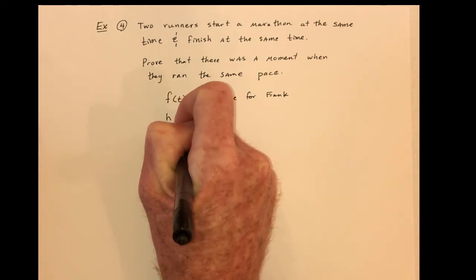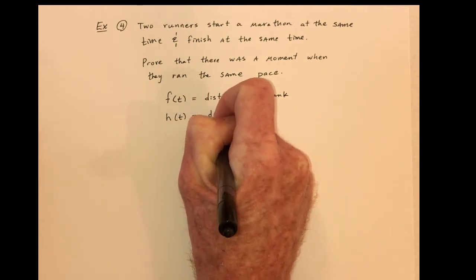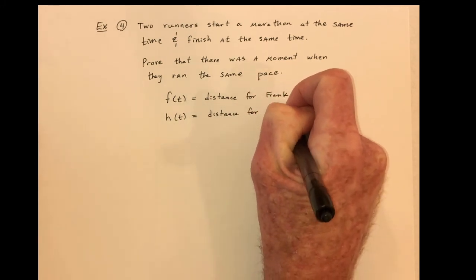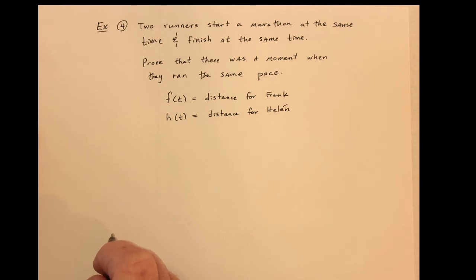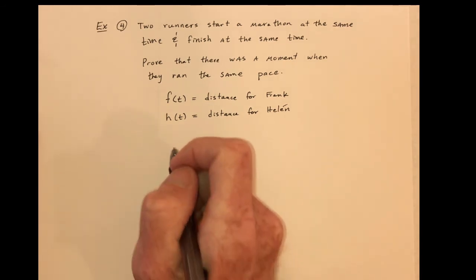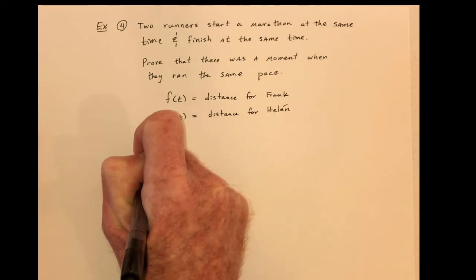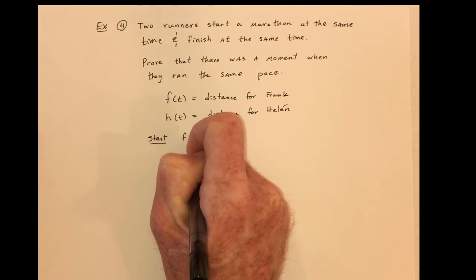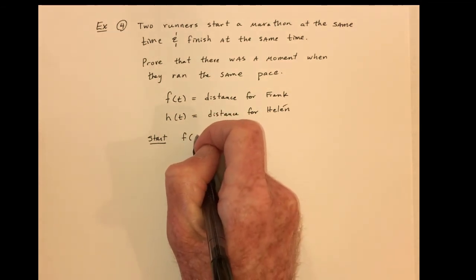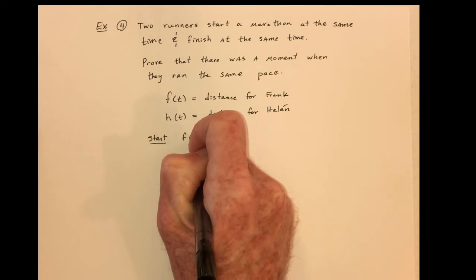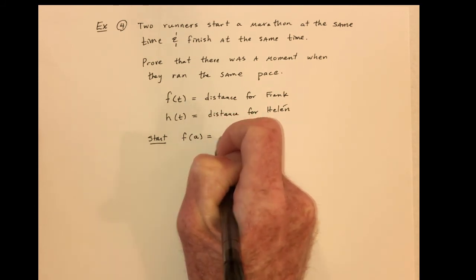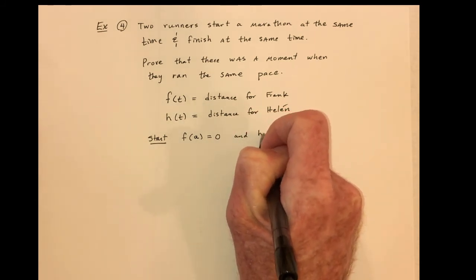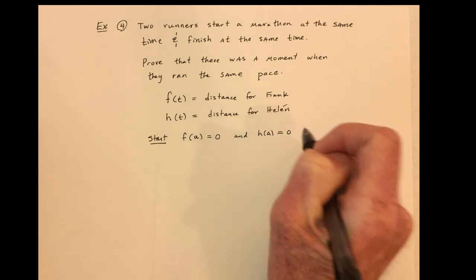And then this is Helene. So at the beginning, at the start of the race, that would be time 0. So that means that f of, and whatever time they started the race, maybe it was 8 a.m. or maybe it was 6 a.m., whatever that time was, put it right here. And since that's the start of the race, Frank has not run yet. And Helene has run 0 miles.